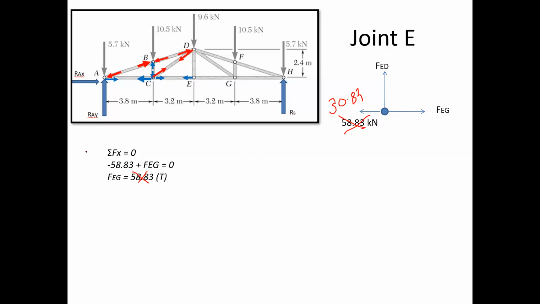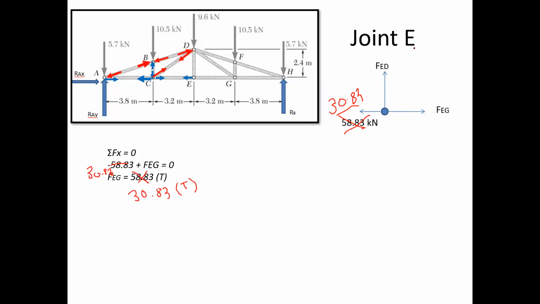So accordingly, for the last joint E, we have 3 members once again, and out of that one is known to us, that is 30.83. The calculations are very simple. When you take summation Fx equal to 0, it is minus 30.83 minus 30.83 plus FEG. So when we put 30.83 here, your answer is 30.83, and that is tensile in nature.